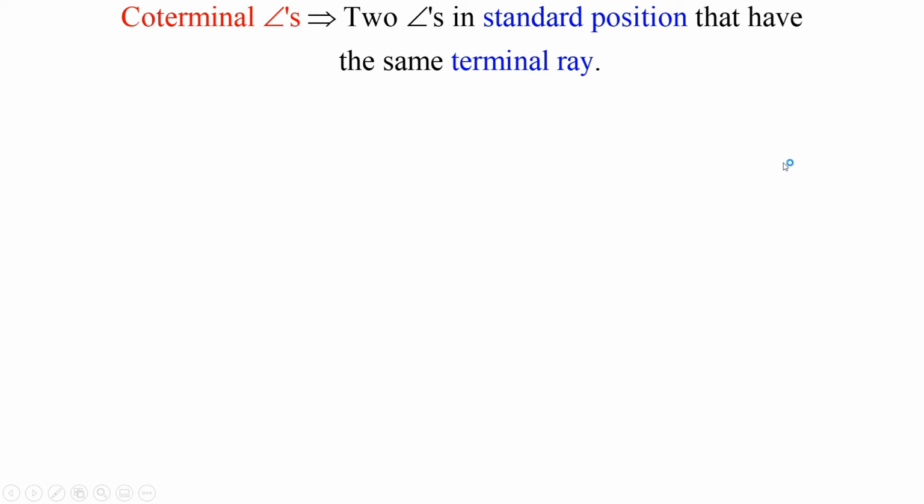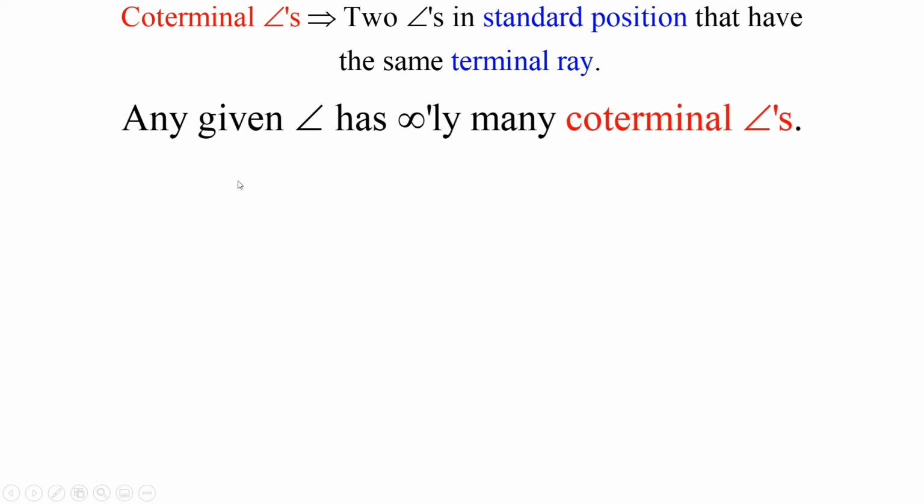Okay, coterminal angles. We just verbalized that a second ago, but here we go. It implies 2 angles in standard position that have the same terminal ray. Any given angle has infinitely many coterminal angles. Wow. And we saw that a second ago when the 380 degrees has the same terminal ray as the 20 degree angle did, and we could keep doing revolution after revolution infinitely many times. And we can go either direction too, positive or negative.